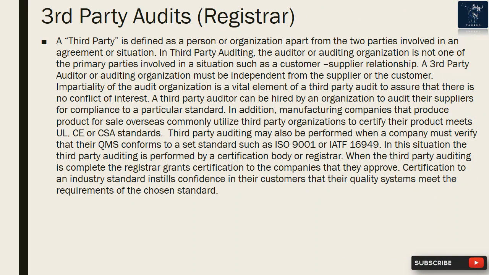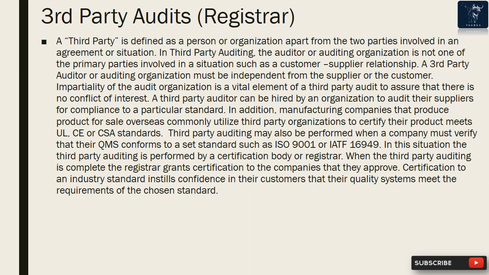Third-party audits, registrar. A third party is defined as a person or organization apart from the two parties involved in an agreement or situation. In third-party auditing, the auditor or auditing organization is not one of the primary parties involved in a situation such as a customer-supplier relationship. A third-party auditor or auditing organization must be independent from the supplier or the customer.